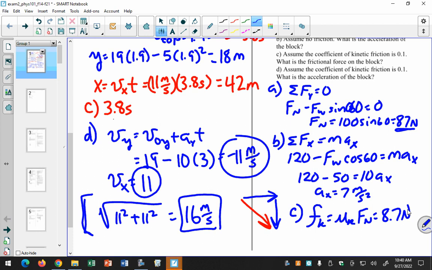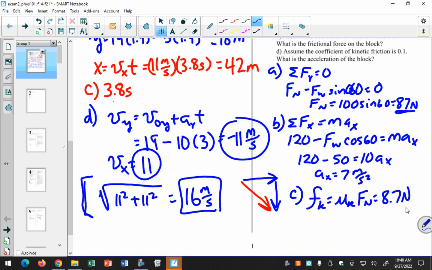Now, if you get the 87 wrong for the normal force, but you do this part right, then I'll give you full credit for that. You won't get full credit for part A if you get that part wrong, but if it carries down, then you will get full credit for part C if you do that part right. And then finally, part D, I want to know the acceleration.